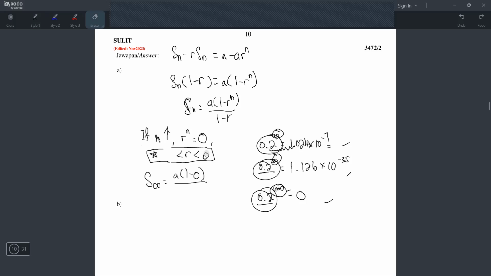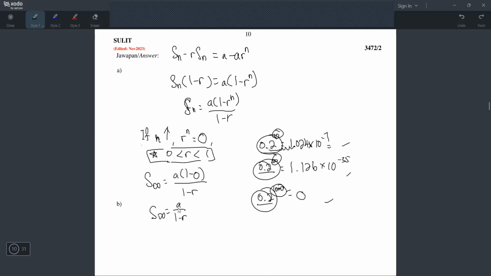I wrote this in reverse actually. Okay, it means like this, right? It means in between 0 and 1. So you get the idea. So when your R is 0 point something and you increase the power of N, you will approach 0, and then the bottom will be 1 minus R. And we all know 1 minus 0 is just 1, and then 1 times A is A, so you will get A over 1 minus R.